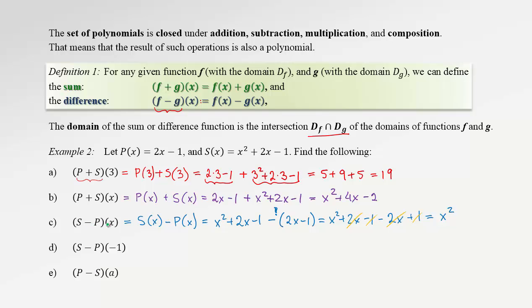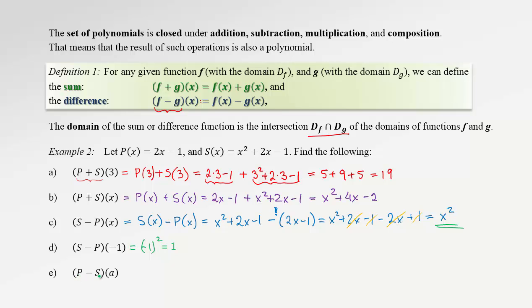Okay, now since we already know what this function s minus p of x is, it's here, then we can take advantage of it and evaluate s minus p at the point negative 1. So just plug in negative 1 instead of x, negative 1 squared, which equals just 1. Notice that if we wouldn't have this function calculated, we would just go the same way as with the sum of functions. We would evaluate s of negative 1 and then minus p of negative 1. But in this case, we could take advantage of what we've done already.